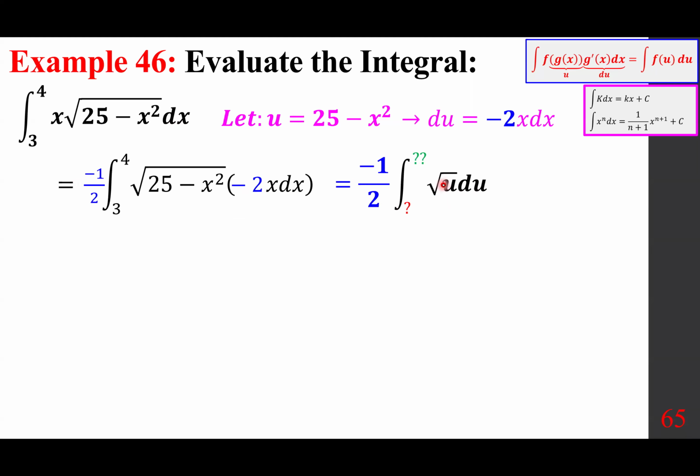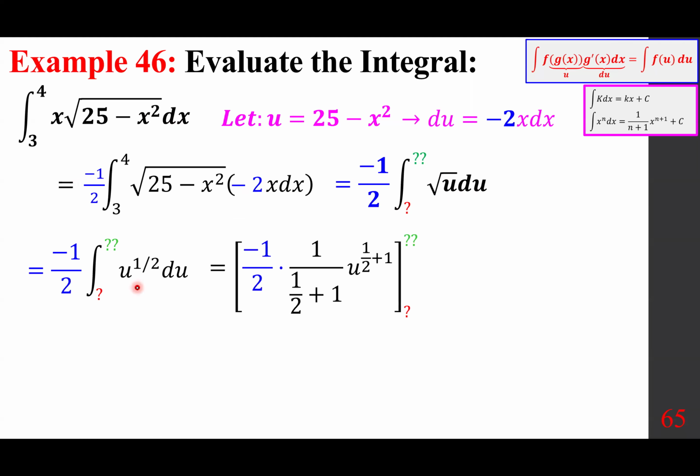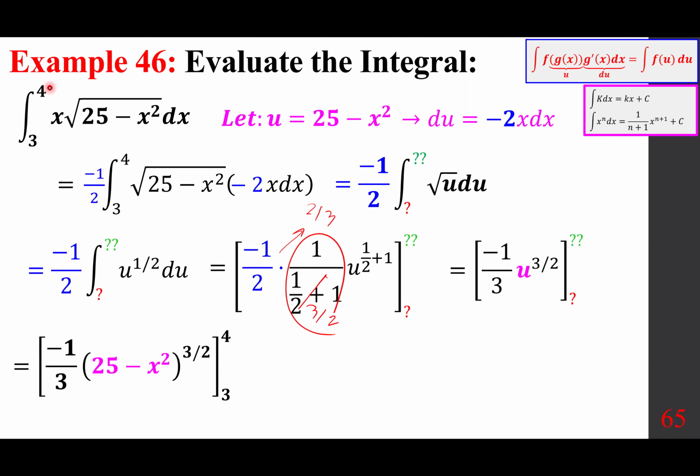And this is something we've seen many times before: u to the power of 1/2. And that part, 1 over 1/2 plus 1, u to the power of 1/2 plus 1. We don't need a constant because we are evaluating. And 1/2 plus 1 is 3/2. This is 2/3. The product is -1/3. And now I can do the reverse substitution. I can go back to the fact that u is 25 minus x squared, and therefore use the original limits. That's fine.